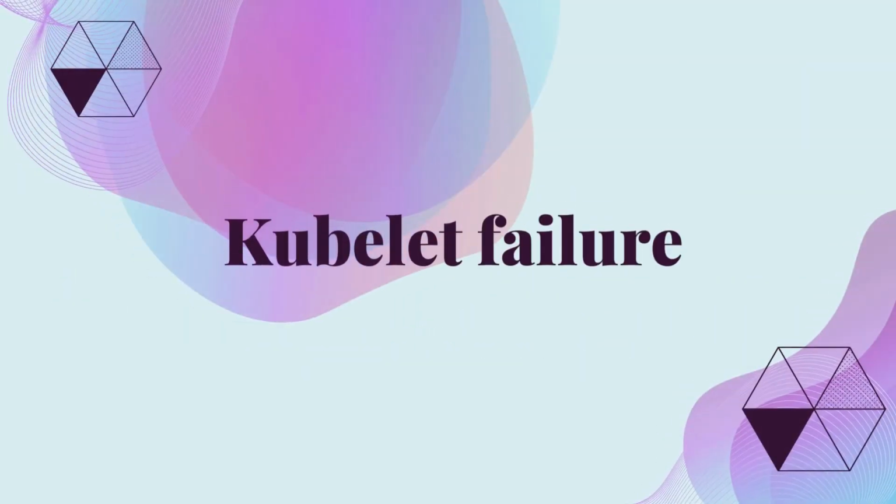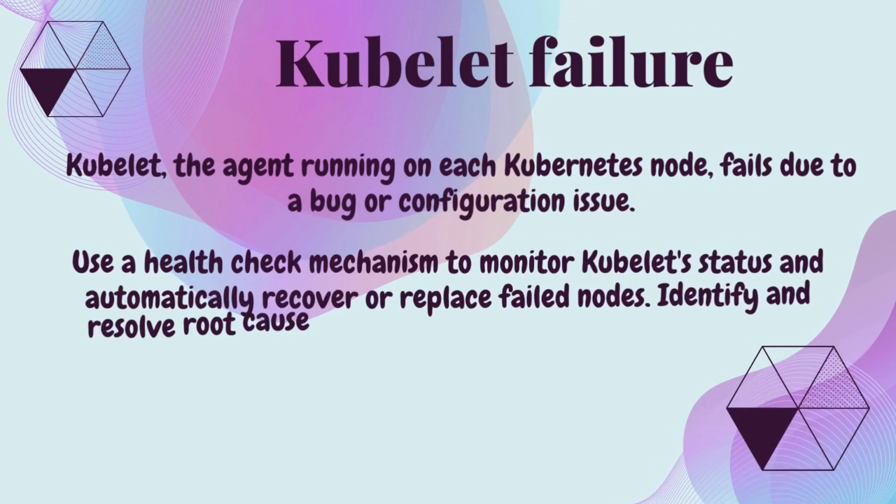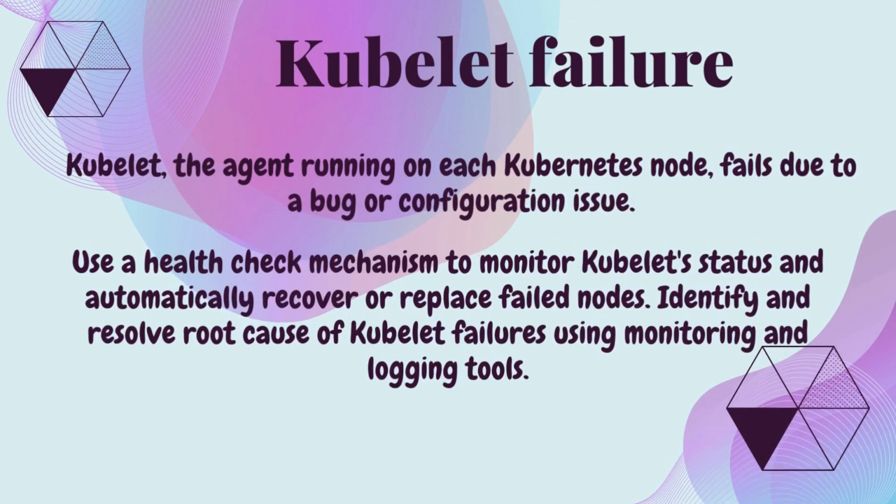Next, kubelet failure. Kubelet is one of the important components in Kubernetes. Kubelet runs on the worker nodes, not on the Kubernetes control plane node, the master node, so there is communication between the master node and the worker node. What will be the impact of kubelet failure? Kubelet is an agent running on the Kubernetes node. It fails due to a bug or configuration issue. Sometimes someone kills that process, or it gets corrupted, or a lot of things may happen.